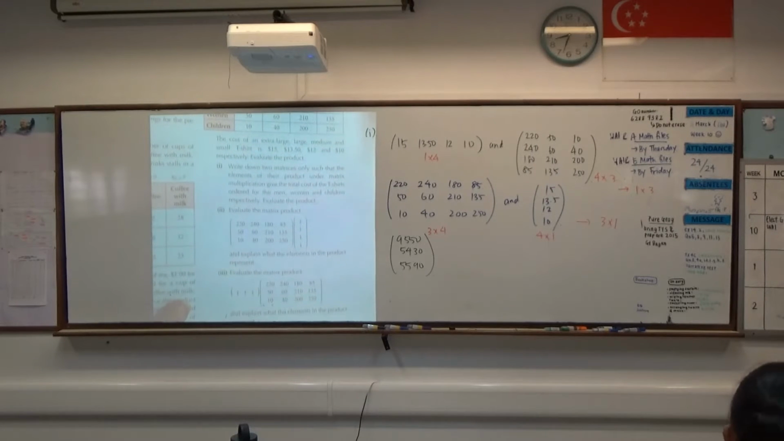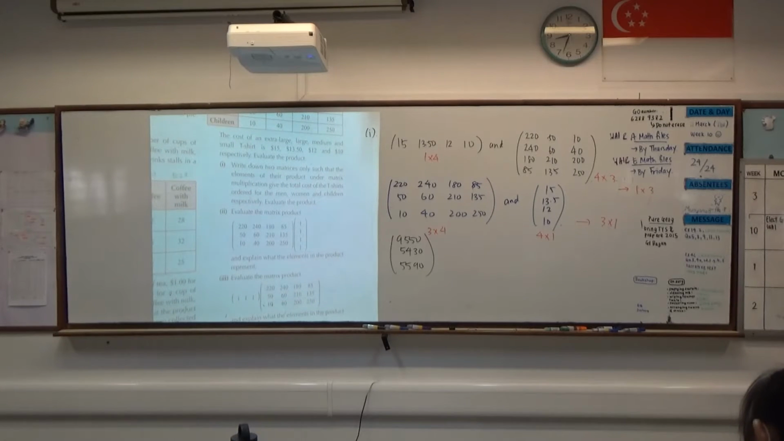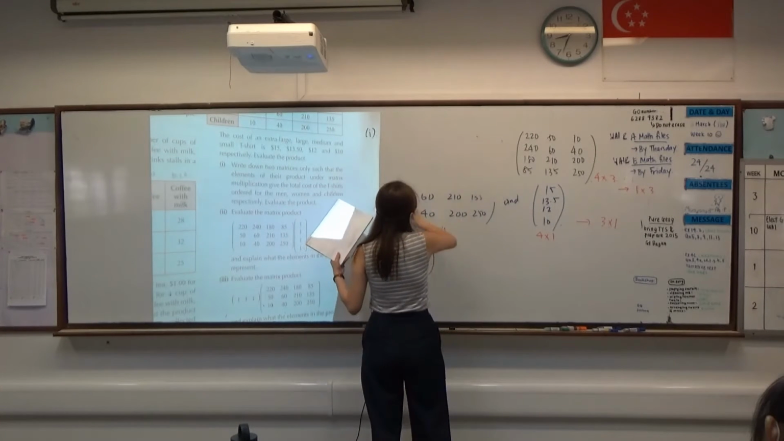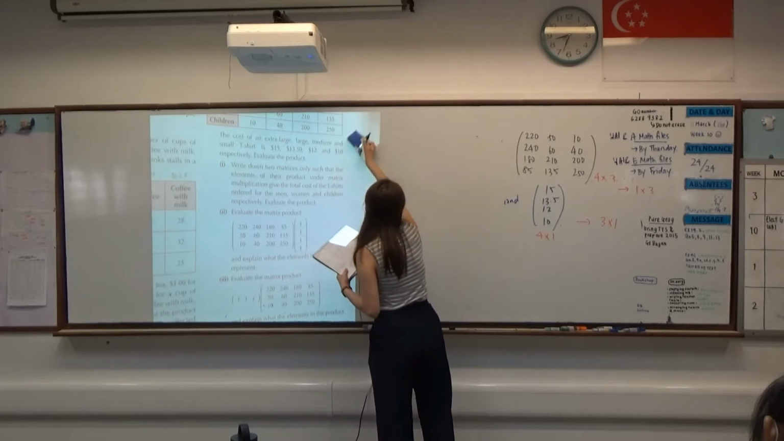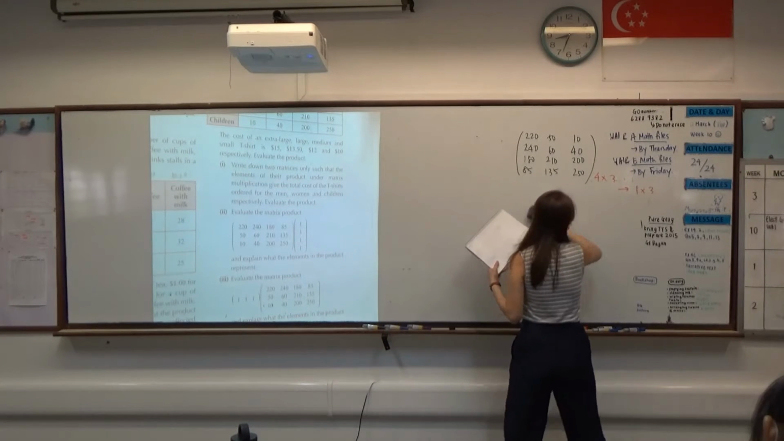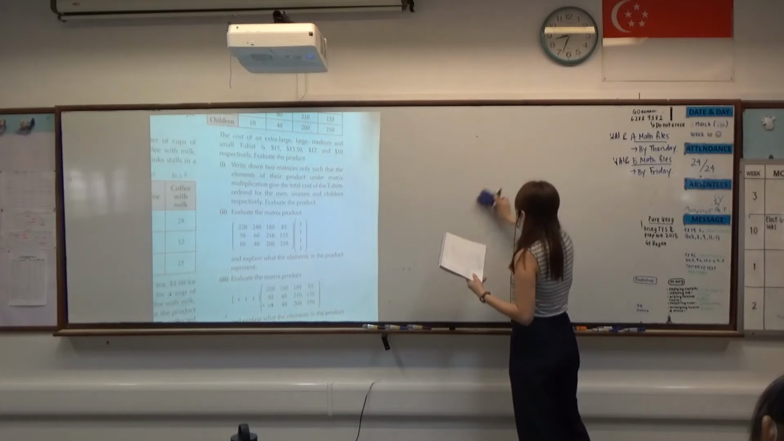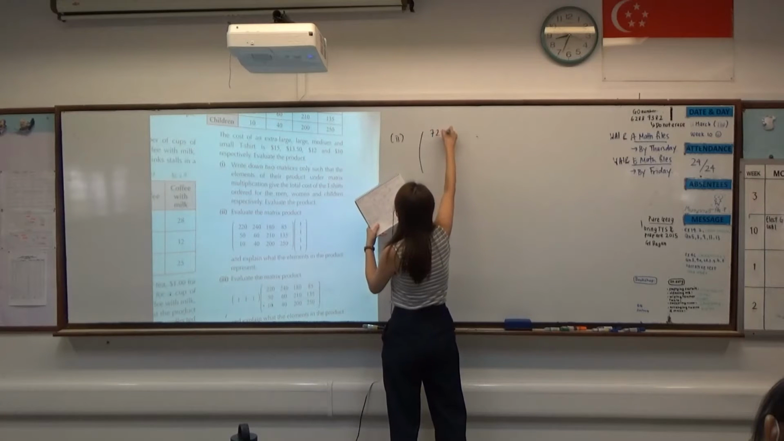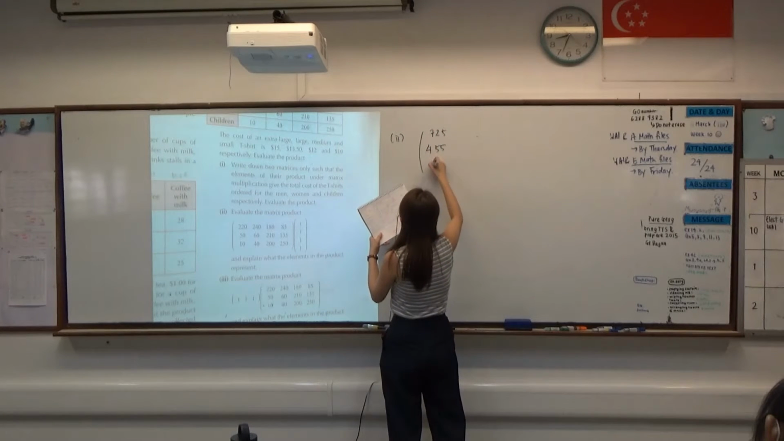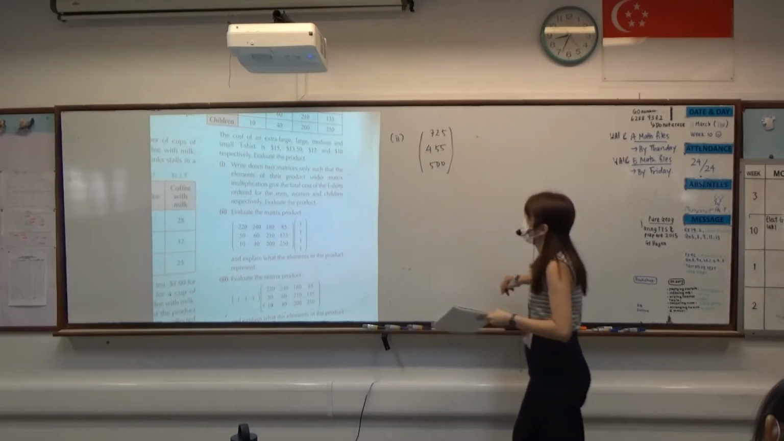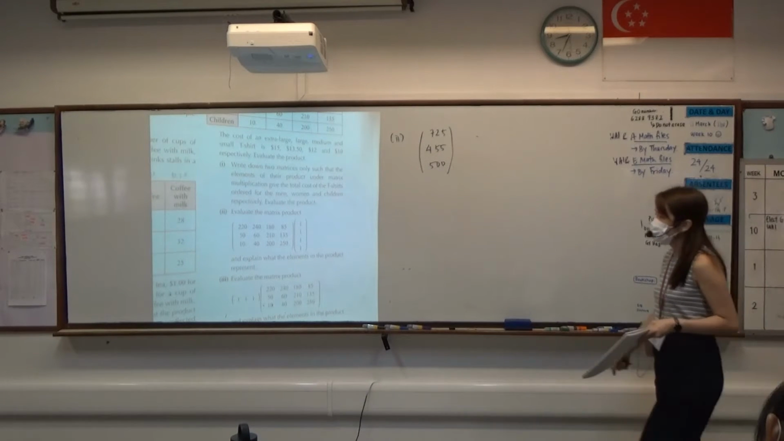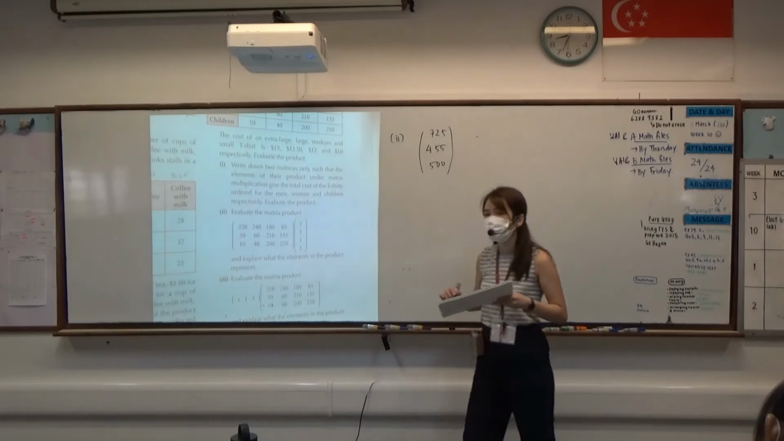Alright. Next one, part 2. We want to evaluate the matrix product. So the matrix product in this case should give you 725, 455, and 500. Do you all get that? Okay. Then the question asks to explain what the elements in the product represent.